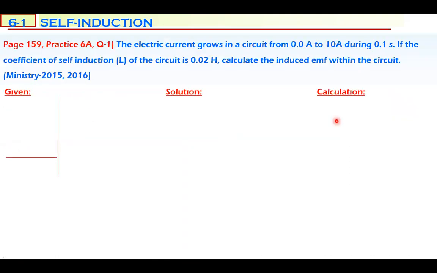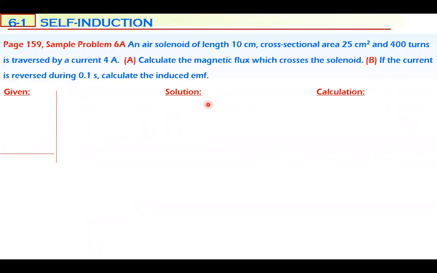These questions are not so hard. If the electric current grows in a circuit from 0 to 10, electric current is increasing. Delta I is 10 minus 0, which is positive 10. Delta I over delta T is positive 10 divided by 0.1, which is 100. Multiply by the coefficient of self-induction, 0.02. Of course, the negative comes from the equation. Negative 0.02 times 100 is negative 2. Negative 2 is the answer for this one. You can easily calculate them. They are not so hard, or the same as this one.